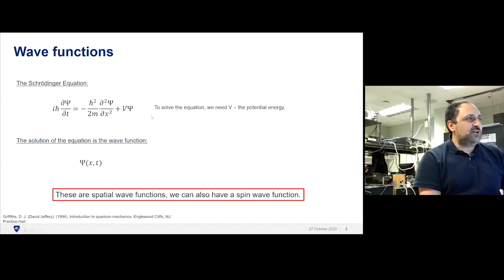And to solve the equation, you need to know the potential energy. But for our purposes, we don't need that. What we're really getting to is that what you get out of this equation is the wave function, which in this case is a spatial function, and it describes the probability of finding the particle in a specific place.